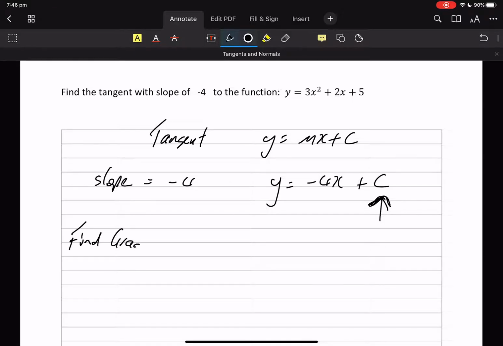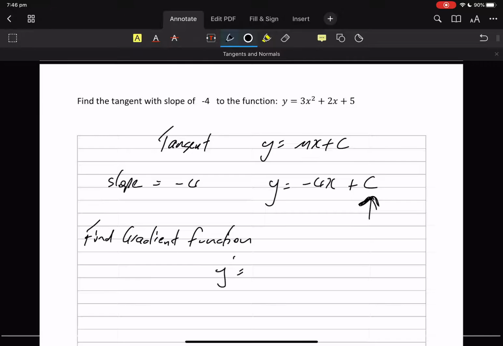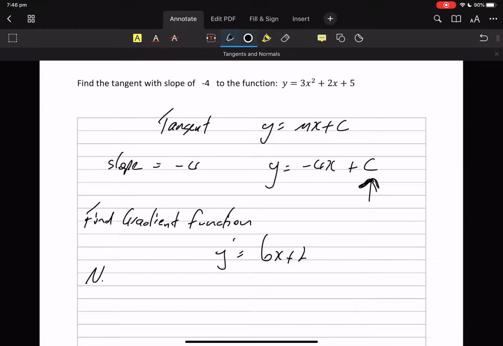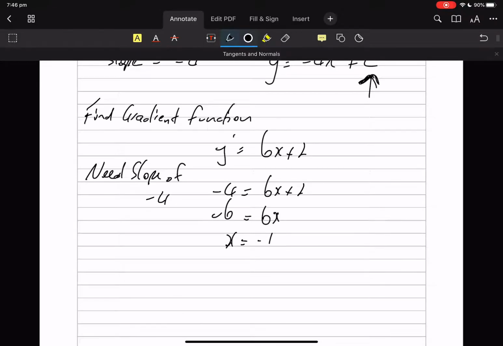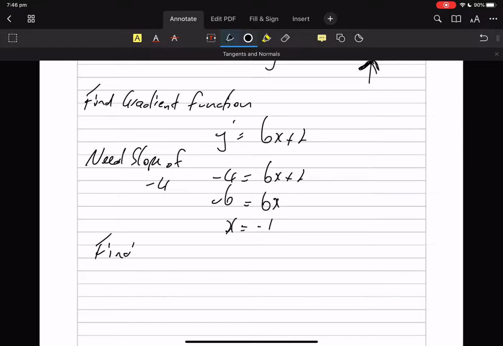Find the gradient function y dash. So that's going to be 6x plus 2. Need slope of minus 4. Let's subtract 2. Okay, so we need to find this point, which is minus 1 something.